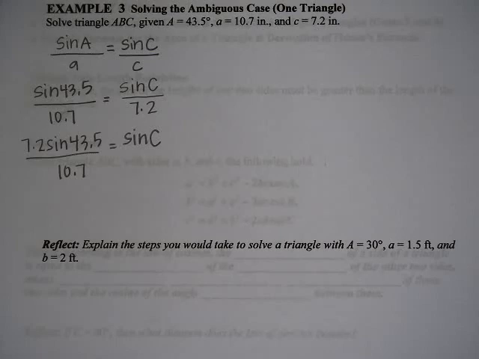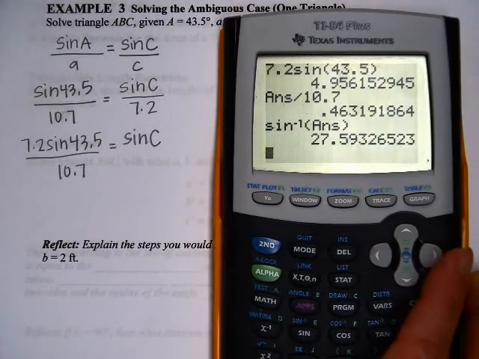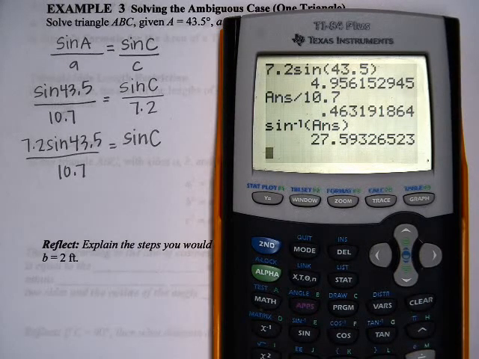This is the first time we've used our calculator. Well, some of us, if you were just looking on. So make sure you double check your mode, right? When I put this in, I do mine by pieces. I did the top, 7.2 sine of 43.5, hit enter, divided by 10.7, hit enter, and then I did second sine, second answer, and got 27.59, and so on. So we're going to round that to how many significant digits? 3. So that's going to be 27.6.